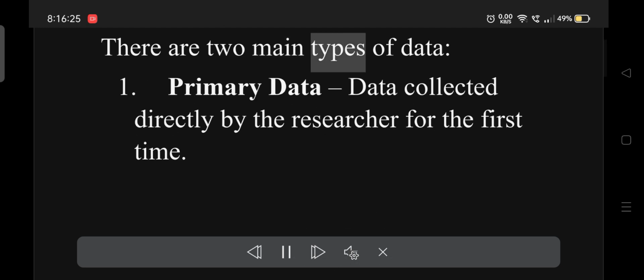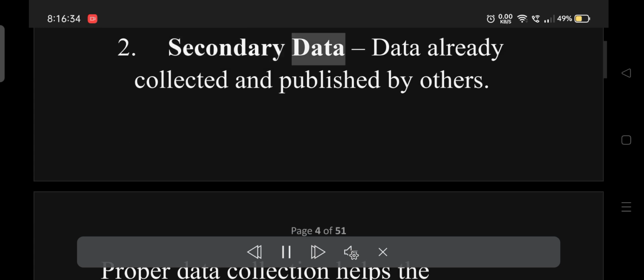There are two main types of data. Primary data, data collected directly by the researcher for the first time. Secondary data, data already collected and published by others. Proper data collection helps the researcher obtain reliable, valid, and useful results for the study.